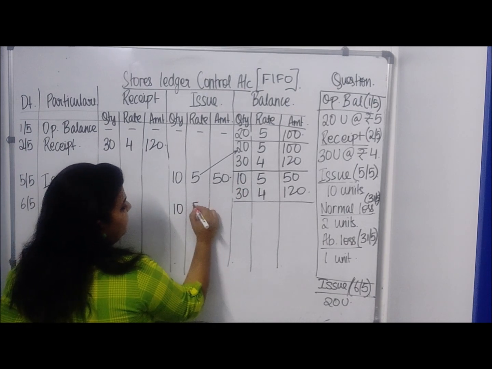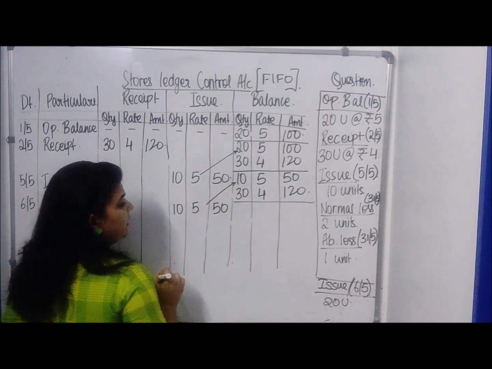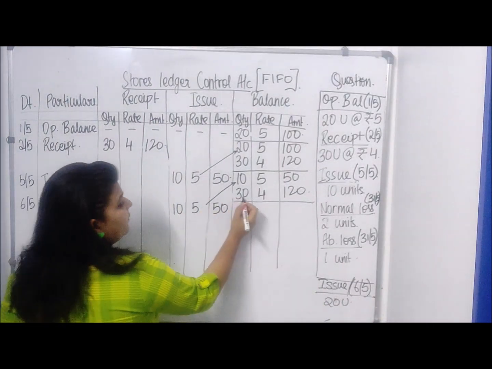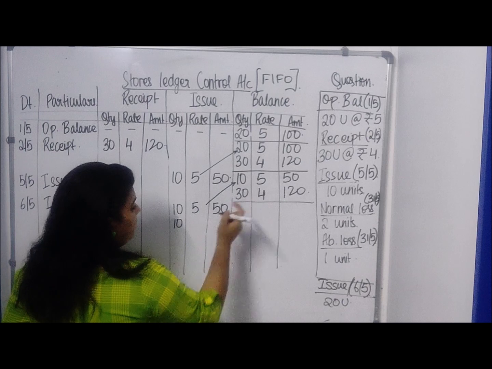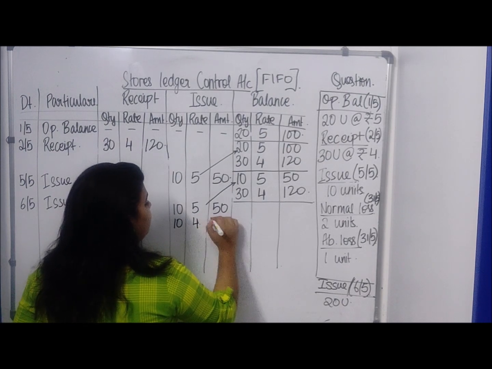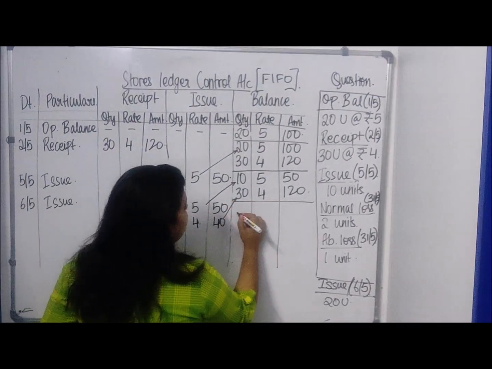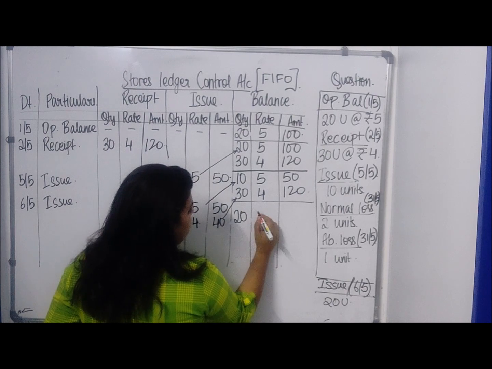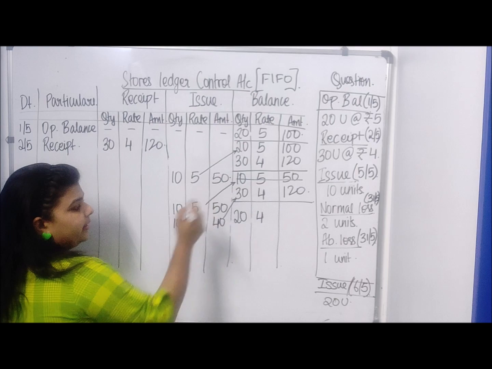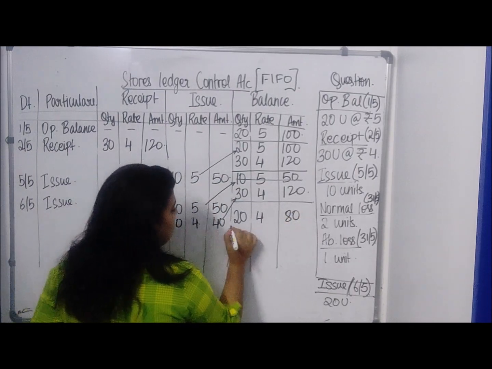10 units at 5 rupees, that is 50 gone. So this has come from here. I have to issue how many? 20. So the remaining 10 will come from this stock, at 4 rupees. So 40. This stock has come from this. So how many units are left with me? I am left with 20 units at 4. This is completely gone now. So I just have 20 units left from here, at 4 rupees. So that is 80 rupees.